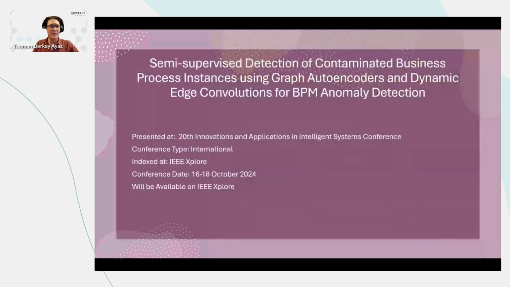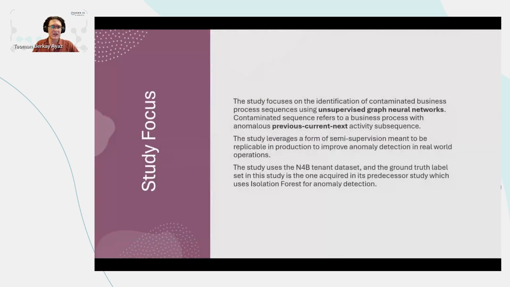So following this study, we made a separate study, which was presented at the Innovations and Applications in Intelligent Systems Conference this year. So the following study focuses on the usage of unsupervised graph neural networks with a custom form of automatable semi-supervision, which is meant to be replicable in production as well. So this study also focuses on the identification of the traces which contain anomalous subsequences as they are defined in the previous study.